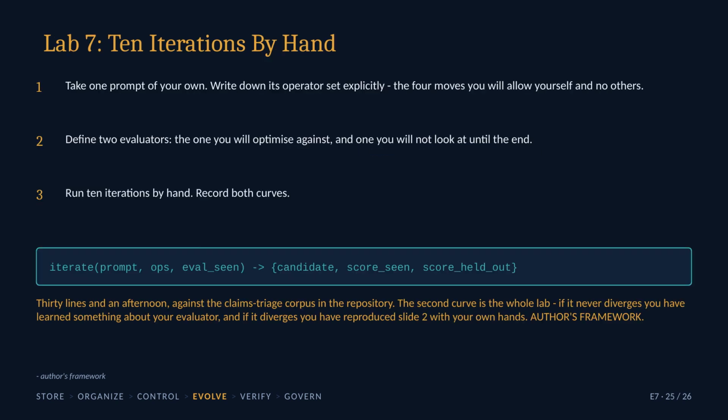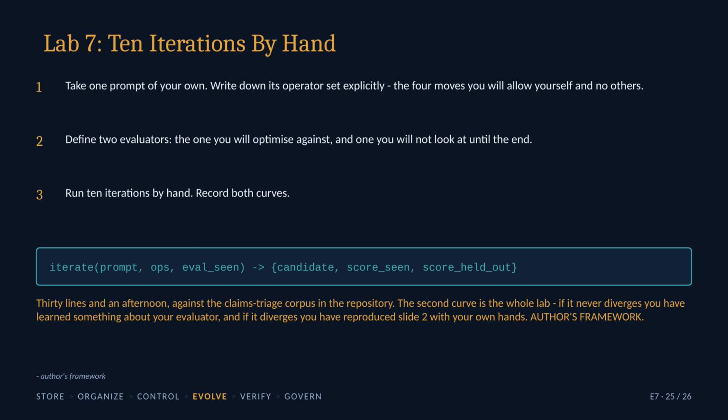Lab 7. Take one prompt of your own and write down its operator set explicitly, the 4 moves you will allow yourself, and no others, because the discipline is the point. Then define 2 evaluators, the one you will optimize against, and one you will not look at until the end. Then run 10 iterations by hand and record both curves. 30 lines and an afternoon.